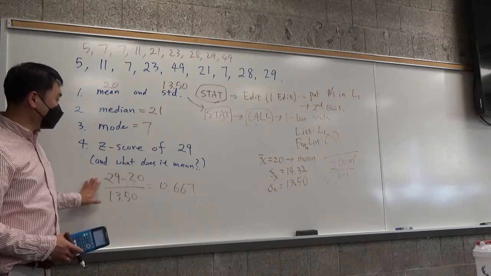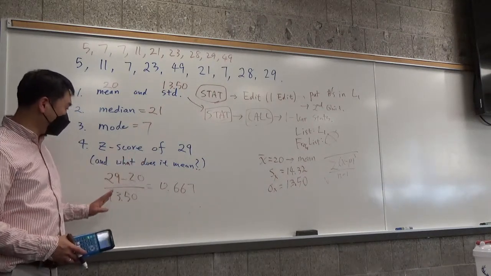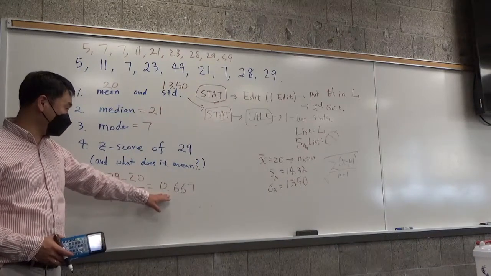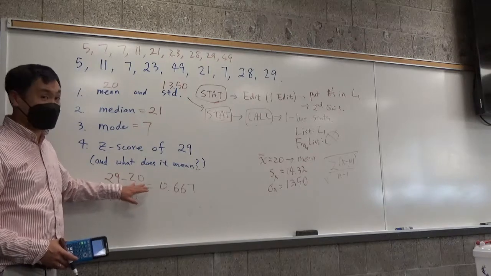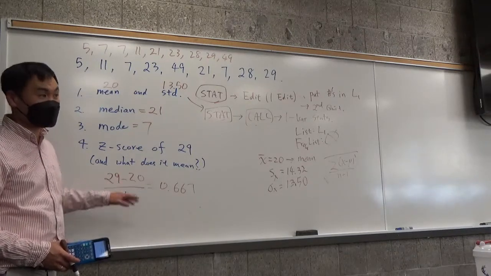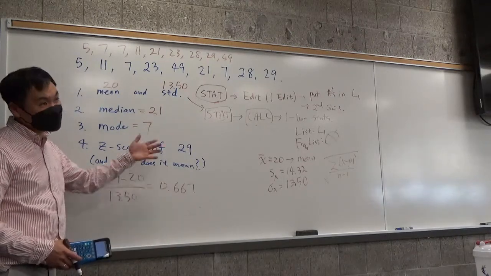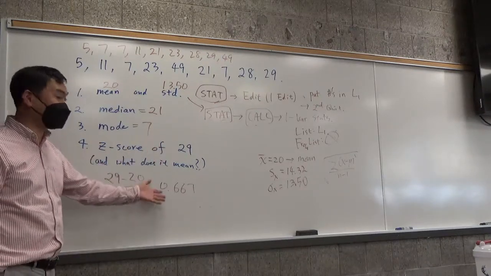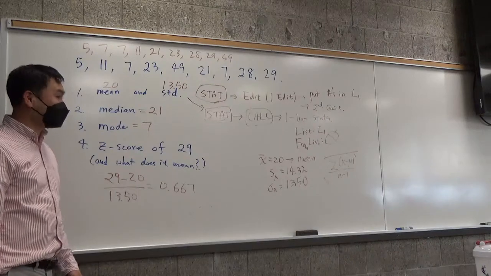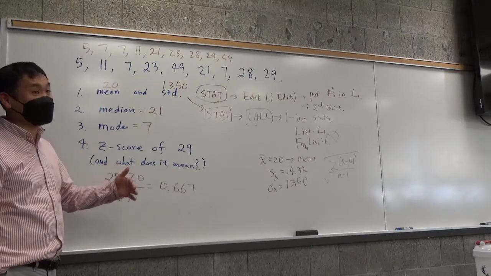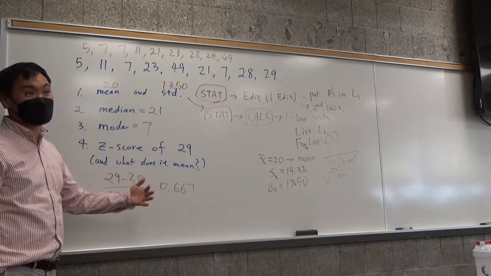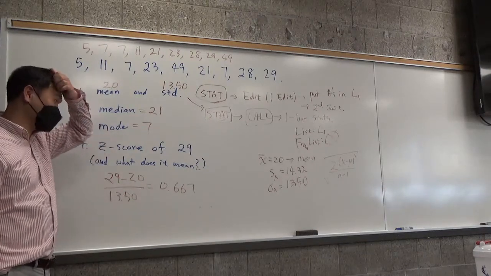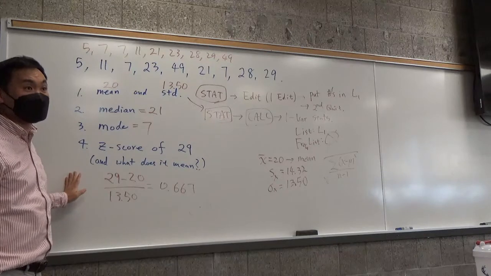And what does it mean? It means that 29 is 0.667 standard deviations away from the mean, which is 20. Okay. Now, is that a lot? No, not that much. If it's within 1 standard deviation, that's pretty normal, right? If it's 2 standard deviations or more, that's not so normal. Okay. So that's another thing that you can think of.